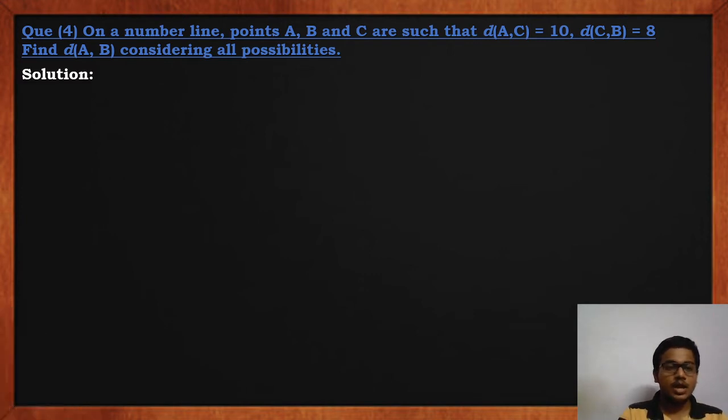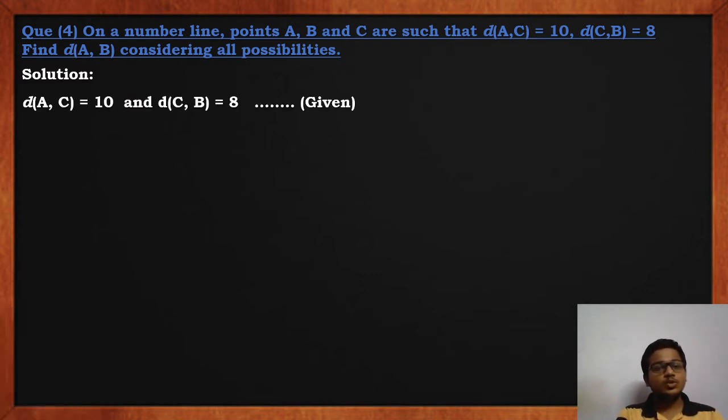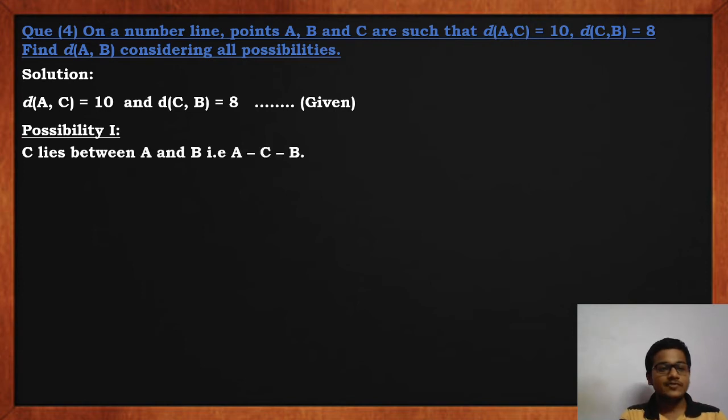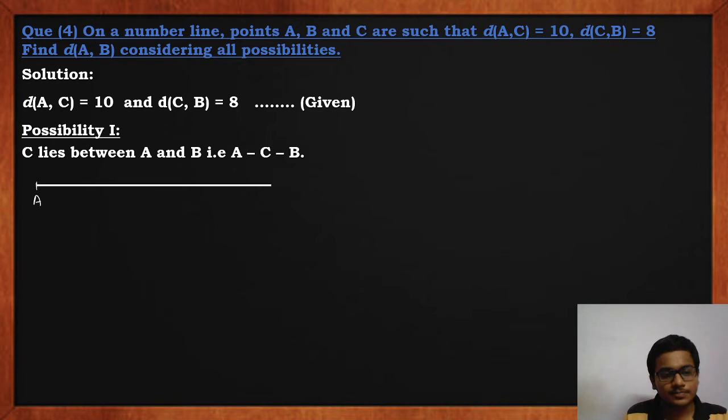Okay, so in solution, we'll write the two distances that are given to us, that is distance AC equal to 10 and distance CB equal to 8, and we'll mark it with the reason as given. Now possibility 1, like I have shown here. In this possibility, C will lie between A and B, that is A-C-B. In our diagram, A will be here, C will be somewhere in between, and B will be at the end.